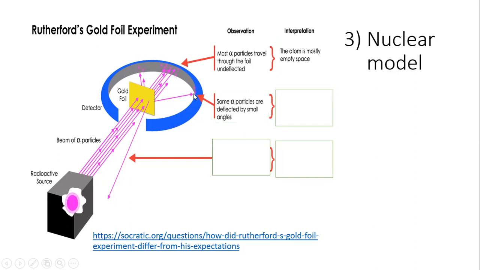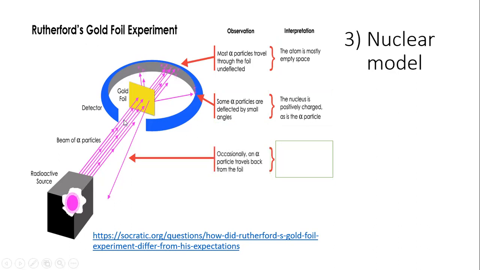Then you can measure some of the, right? Some alpha particles are deflected by small angle. That shows you the nucleus is positively charged. Hence, where there is direct collision, the alpha is reflected back because the gold is heavier than alpha. Occasionally, an alpha travels back from the foil. So the nucleus carries most of the atom's mass.